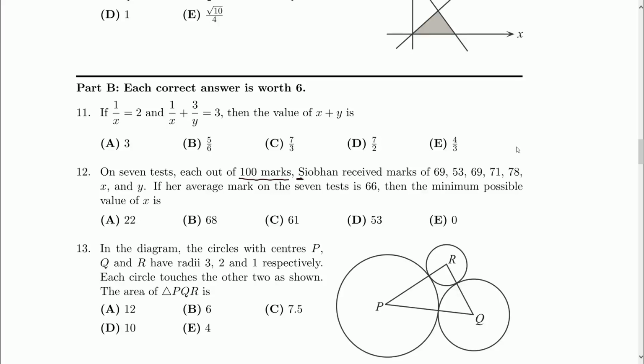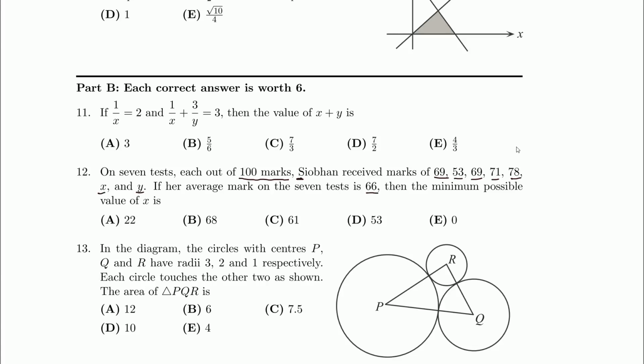Received marks of 69, 53, 69, 71, 78, X, and Y. If her average mark on the 7 tests is 66, then the minimum possible value of X is.